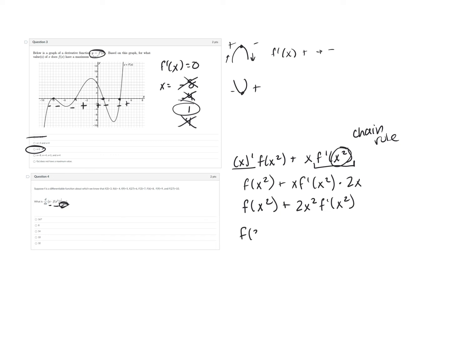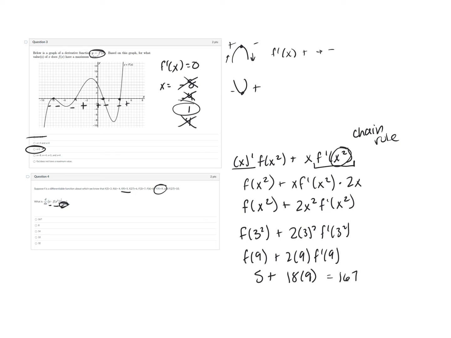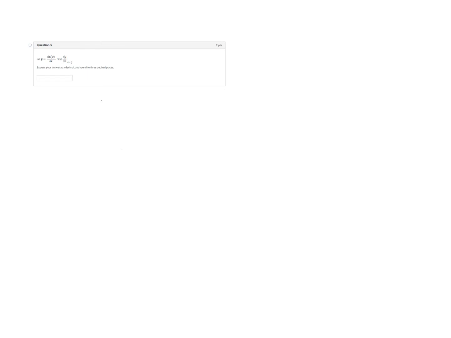We'll get f of 3 squared plus 2 times 3 times f prime of 3 squared. That's going to be f of 9 plus 2 times 3 times f prime of 9. And looking at our question, f prime of 9 is equal to 5. So our final answer, if you plug into your calculator, should come out to 167. There we go. All right, question 5.